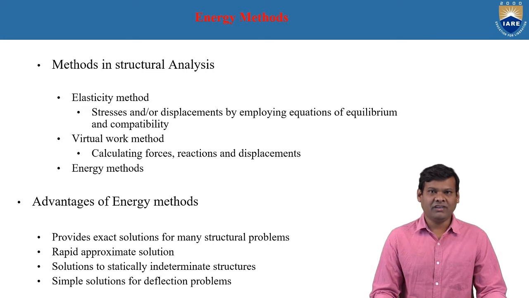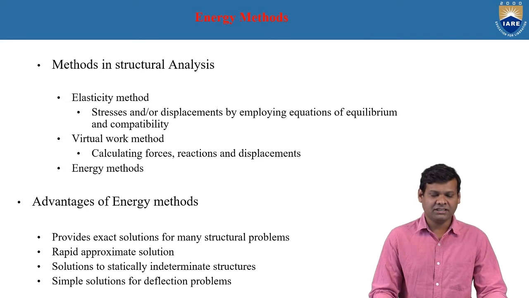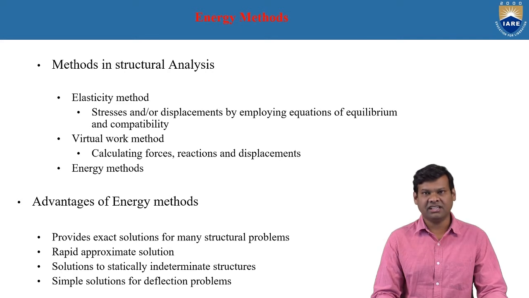And finally we have the energy method. This is an alternate method, and it is more powerful than these two. When we have a complex structure and need to find the displacements and reactions, we use these energy methods. The advantage of energy methods is, first, that they provide an exact solution to many problems, and second, rapid approximation. When you compare with other methods, energy methods give a rapid approximate solution to many of the structural engineering problems.